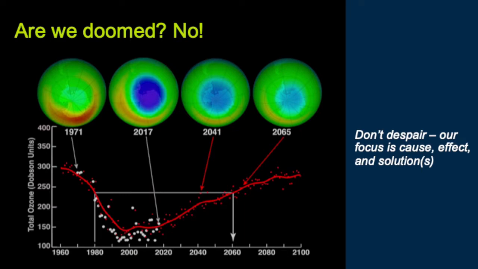So humans realized that they were having an effect. They sought out the cause. Once they realized what the cause was and what the effect was, they came up with a solution and they implemented it. And really, that's the heart of environmental science.